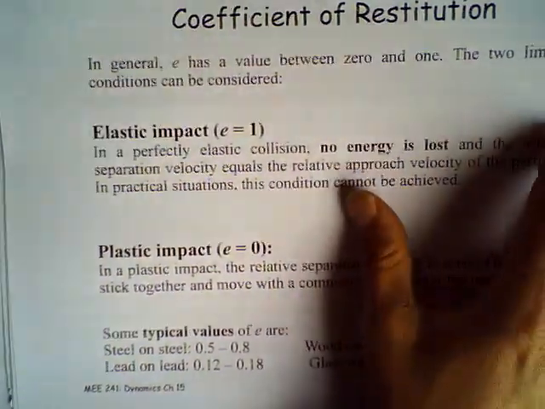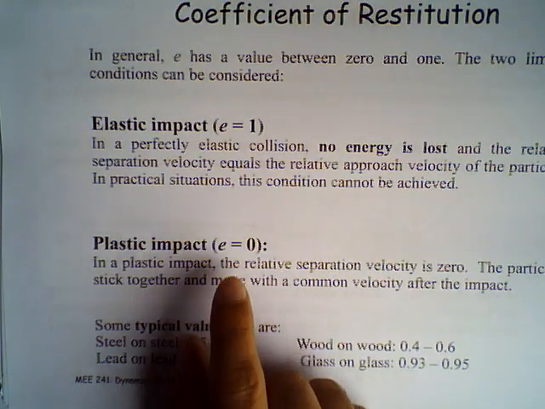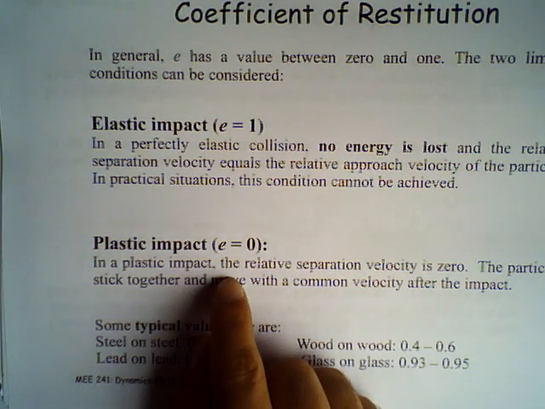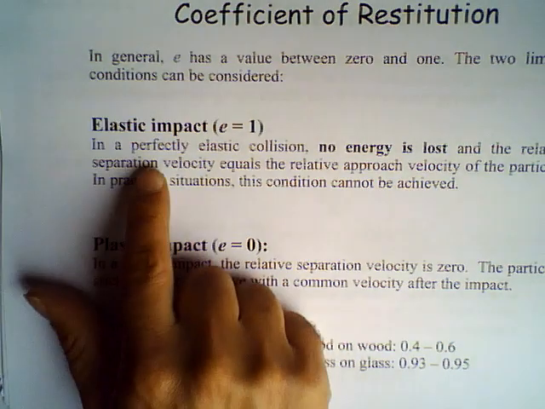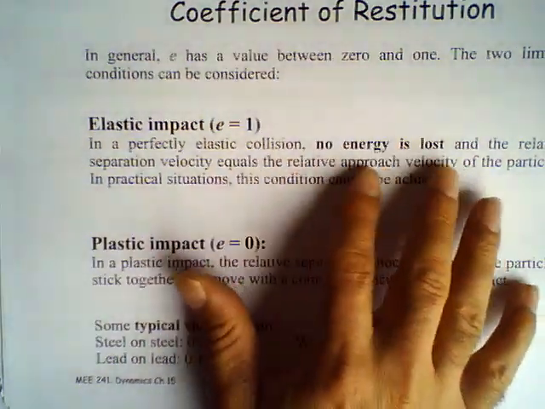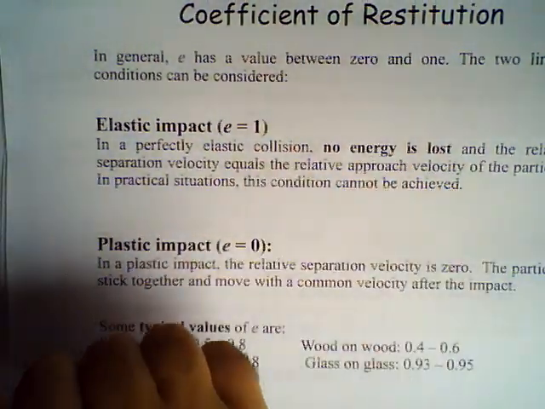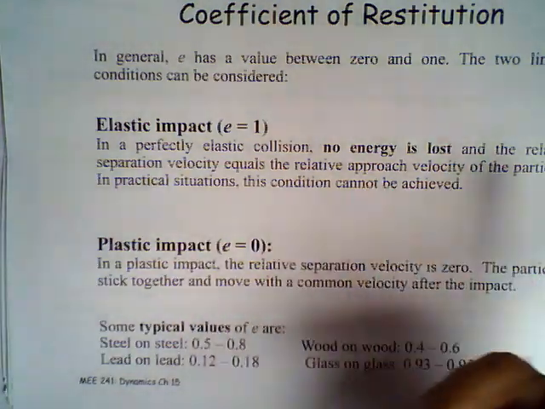Coefficient of restitution, which is what I just defined. This is given to you. If E was equal to 0, in the case of a ball and wall, then you would be stuck to the wall. You would not come back from the wall. Elastic impact, E is equal to 1. Forget about what they mean here by no energy loss. E equal to 1 basically means the velocity coming backward is equal to the velocity going forward, which is why the energy is not lost.